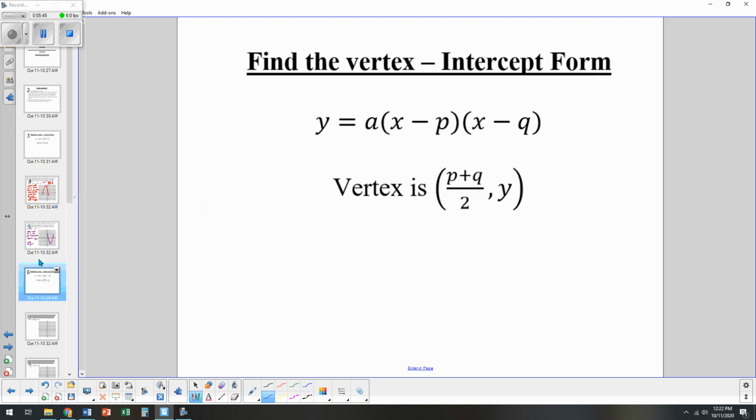Our next form is intercept form. So intercept form, they give us the two intercepts. So the average of the intercepts, or directly in the middle of the intercepts, is going to be the x value of the vertex, and then we plug that back in to find the y. All right, that also means the axis of symmetry is p plus q over 2. Notice we're taking the opposite signs of both.